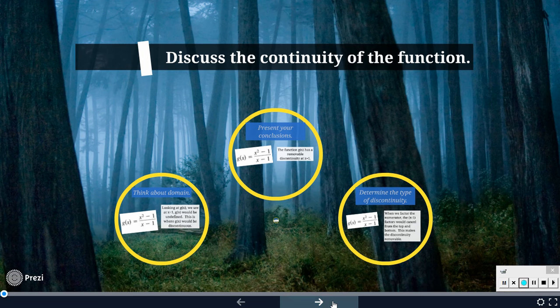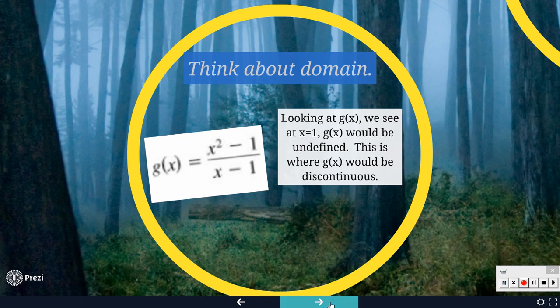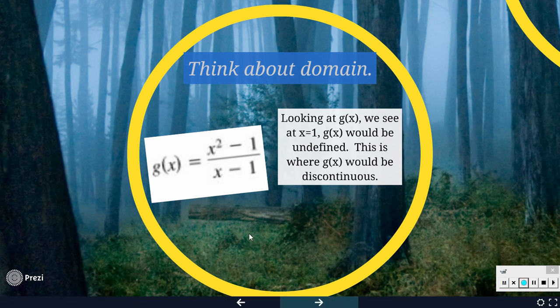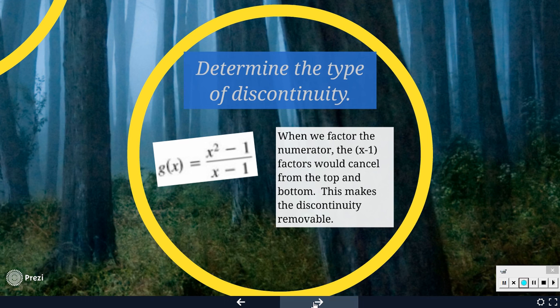First thing you need to do is think about the domain. Domain is the x values for a function where the function is defined. Looking at g of x, we see at x equals 1, g of x would be undefined. So this would be where g of x would be discontinuous. A function isn't discontinuous over an interval, it's discontinuous at a point. The next thing we do is determine the type of discontinuity, removable or non-removable. When we factor the numerator, the x minus 1 factors cancel from top and bottom. So this makes the discontinuity removable.